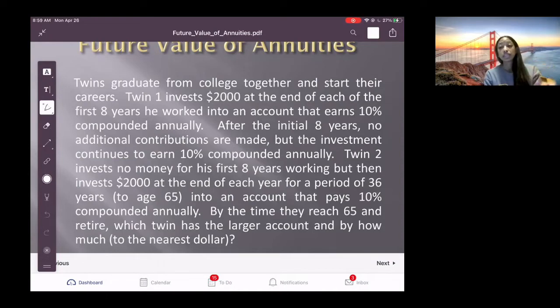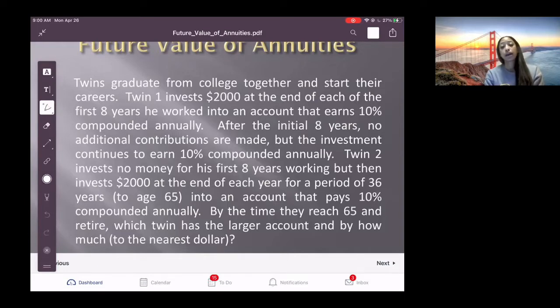One twin invests $2,000 for 8 years and then just stops investing. He lets that money just continue to grow. The other twin doesn't invest anything for the first few years, and then he invests $2,000 for 36 years, much longer. And the question is, by the time they reach 65 and retire, which twin has the larger account and by how much? So by the end of class today, we're going to come back to this problem.